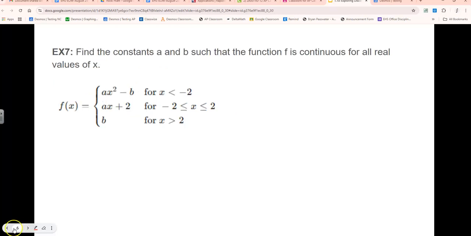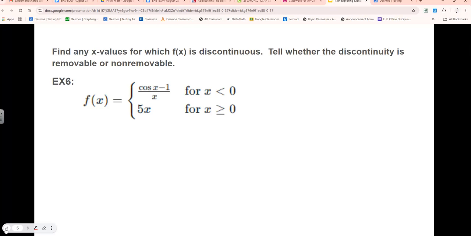So try the next one. Okay, I'm going to hide my screen while I do this one.